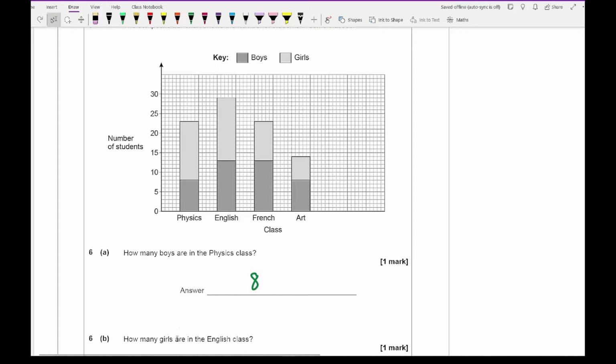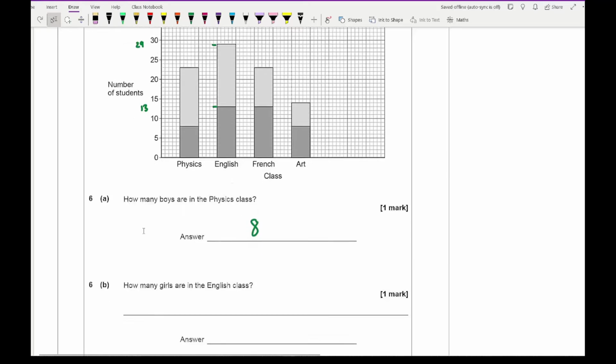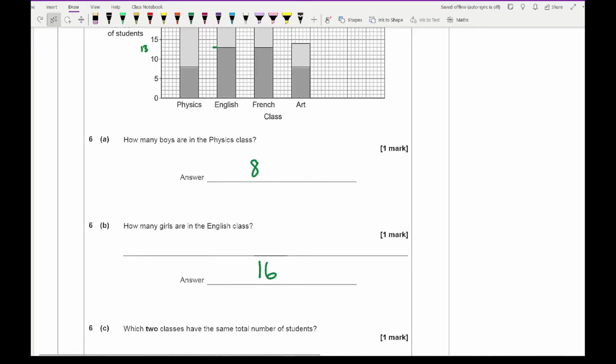Next question says how many girls are there in the English class? So again, I'm counting how many are in the light grey. You can either count the individual boxes if you feel that's more comfortable, just making sure that you are careful. But here I can see that I'm going from 13 all the way up to 29, and 29 take away 13 is going to give me an answer of 16. Now they're 1 mark, so it's just a case of reading off, so I don't need to write down any working out, just the correct answer.